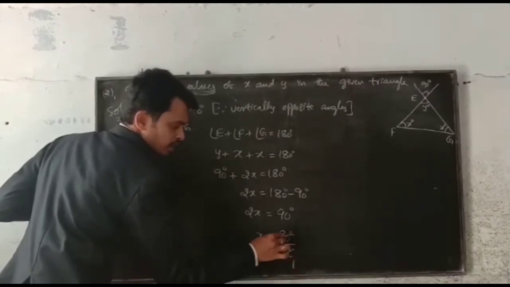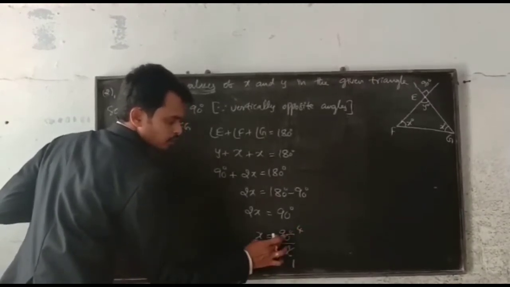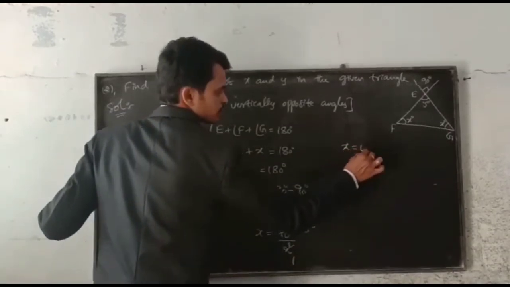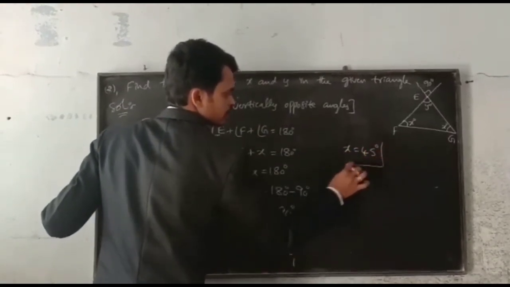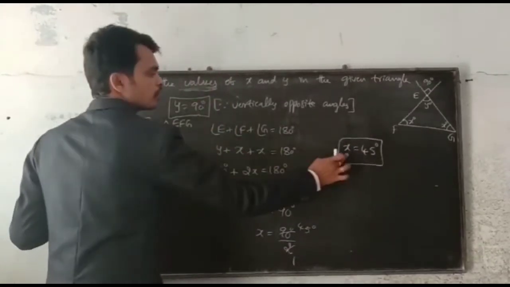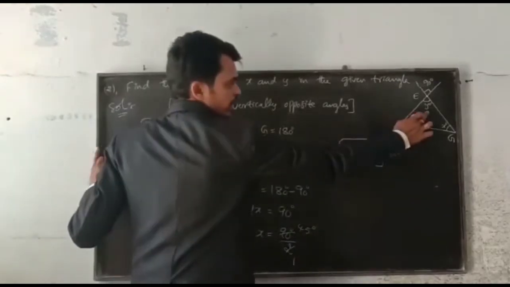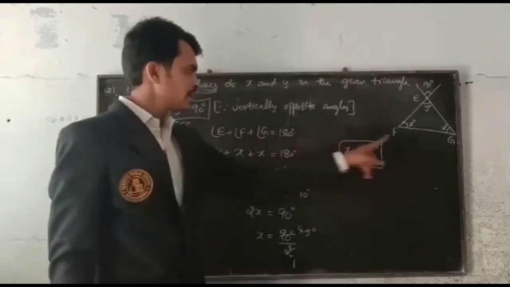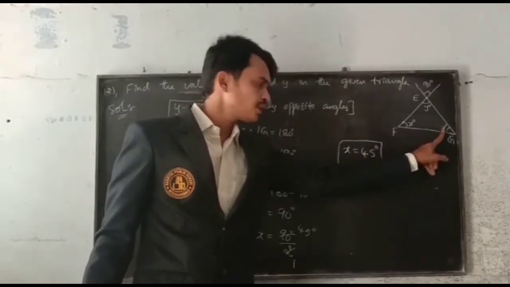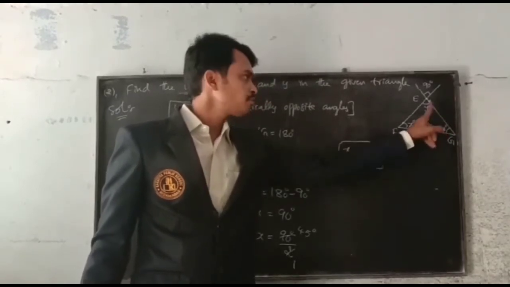2 ones are 2, 2 fours are 8, remaining 1. Then 2 fives are 10. Then the x value is 45 degrees. The y value is 90 degrees and the x value is 45 degrees. So y is 90 degrees and the x value is 45 and this is also 45. So 45 plus 45 is 90 degrees, and plus 90 degrees.